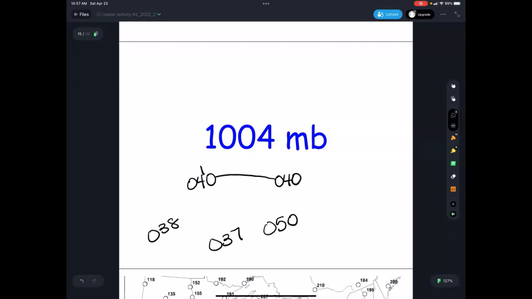And then I got to ask myself, which direction am I going to go next? And so I can't draw my isobar between these two because 040 doesn't fit through there. I can draw my isobar through these two because the line does fit through there.